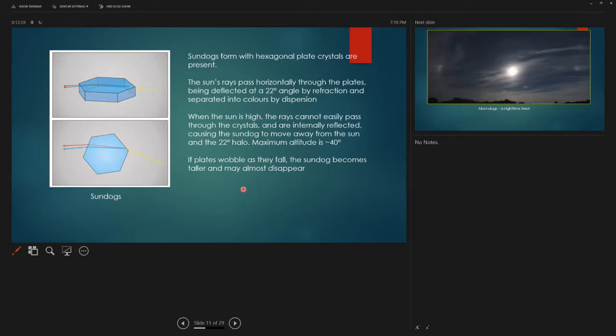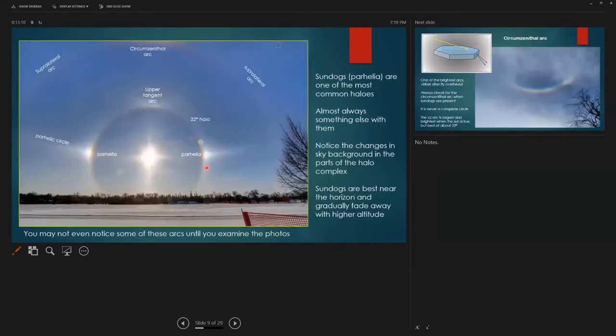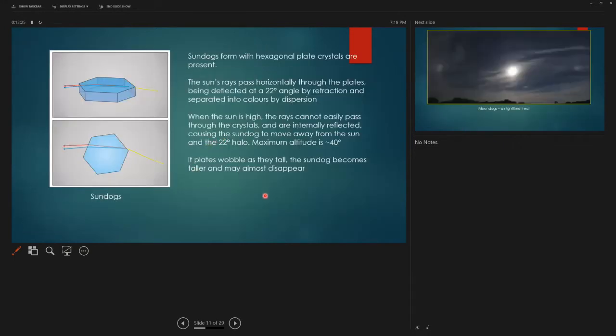Sundogs are interesting. After the sun gets higher than about 40 degrees, they more or less disappear. And as you're watching a sundog, if you watch it long enough, right in this image, it's over top of the 22-degree halo, but as the sun rises higher in the sky, the sundog will actually move up into this area. This curve will get much more pronounced, and it'll move away from the 22-degree halo. Now, not very often do you see sundogs that last for a long time in the daytime. You have to have the right kind of clouds for an extended period of time.